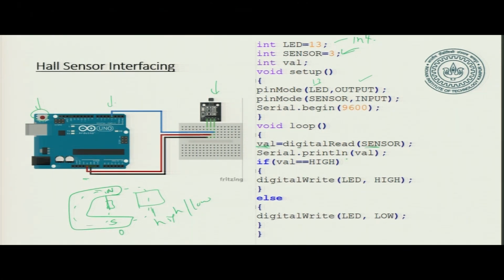And then in case it is high, it is going to make the LED on. So, if the input which is coming from the sensor is high, the LED will start glowing. Now, if the input from the Hall effect sensor is low, it will digital write the LED as low. So, this means the LED will go off.